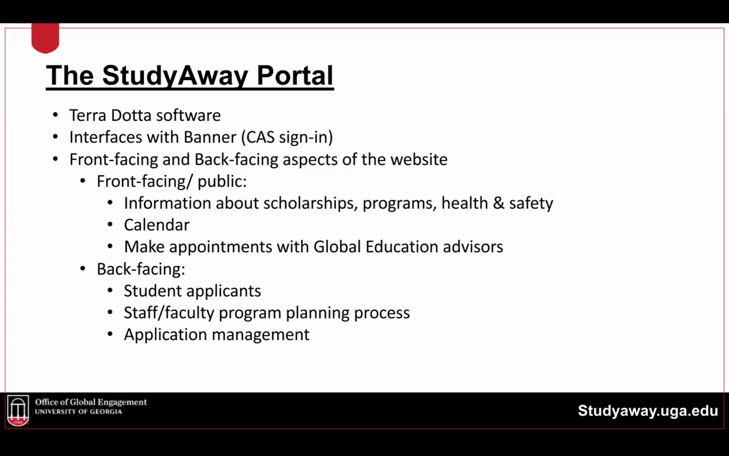So just to delineate between the two, the front-facing and public side is where anybody can go. If they type in studyaway.uga.edu, there's information about all the different programs, as we mentioned. You can get information about scholarships, general health and safety, traveling abroad tips. You can also see our calendar of events, and we'll talk a bit about how you can use this for your particular program. And then, as I mentioned before, you can make appointments with global education advisors. And this is a great resource for students who have a lot of questions that you feel like you want to get some specialized assistance with.